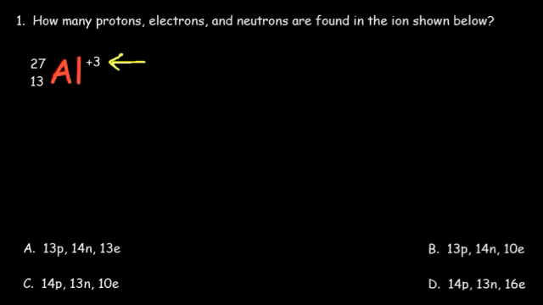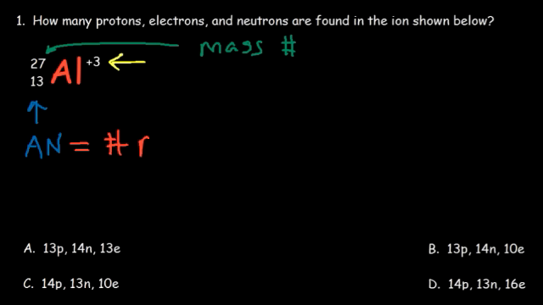Now, looking at the numbers on the left side, the smaller of the two numbers is the atomic number, and the larger of the two numbers is the mass number. Now, the atomic number is always equal to the number of protons. So because the atomic number is 13, we therefore have 13 protons. So we can eliminate answer choice C and D because they don't have 13 protons.